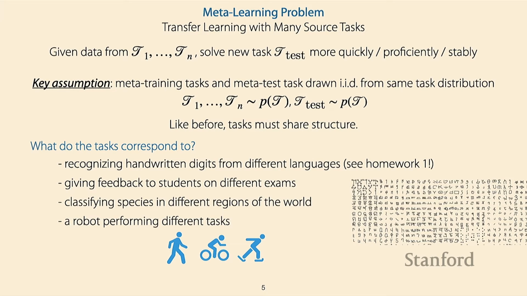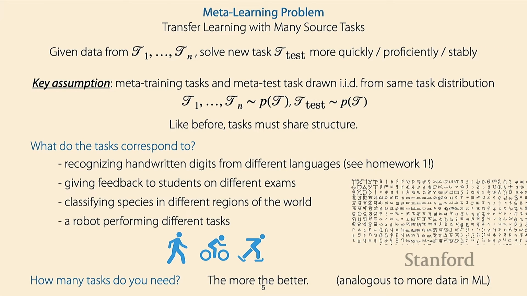Now, a natural question to ask from here is, okay, we need a set of tasks in order to learn a new task. How many tasks do you need in order to be able to quickly learn a new task? There isn't really any cut and dry answer here, but in general, the more the better. In machine learning, the more data you have, the better off you'll be. In meta-learning, the more tasks you have, the better off you'll be. So essentially in meta-learning, we're treating tasks as data points.